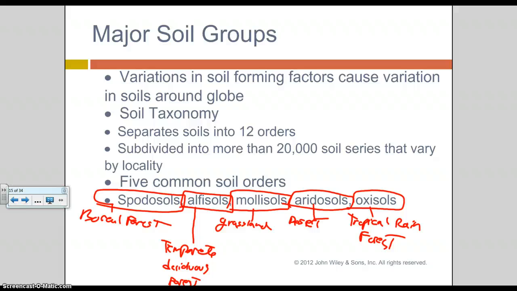Hello everyone. Today we are going to associate major soil groups with the different biomes in which they can be found. So it's important that you're able to associate the type of ecosystem with the soil that is created. And again, climate is the number one governing factor that determines both what biome will form and which associated soil is also going to form. So we have 5 major soil types. They are spodosols, alphasols, mollisols, iridosols, and oxasols.